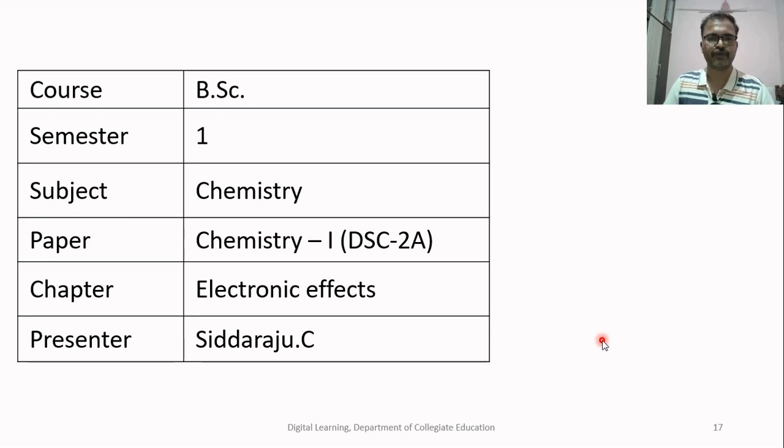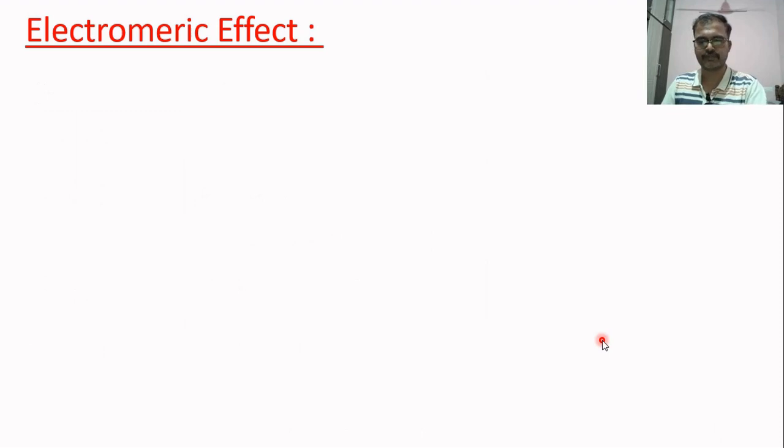In this session, I am going to discuss the electronic effects, particularly the electromeric effect and mesomeric effect. It is there in the syllabus for the BSc first semester. The title of the paper is Chemistry 1 DSC 2A. Let me consider the electromeric effect.